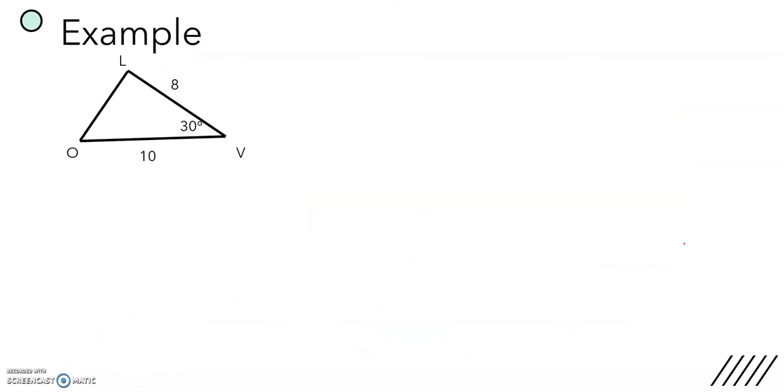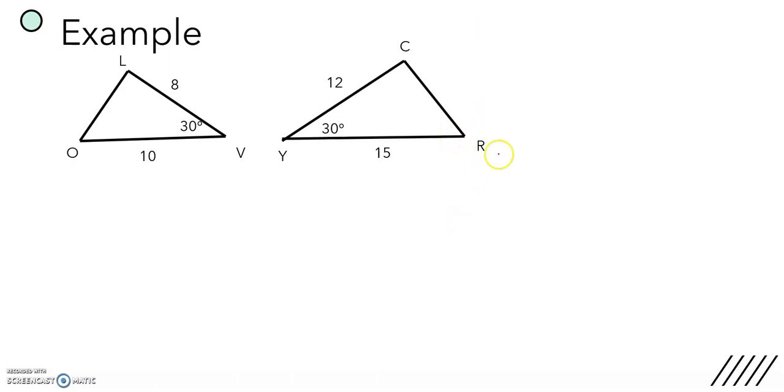So let's have the example here with given measurements. Let's say you have triangle LOV and triangle CRY facing each other. So we have the first S, which is LV, corresponds to CY. Side OV corresponds to side RY. And then you have the included angle, angle B and angle Y. So obviously we can use the SAS Similarity Theorem.